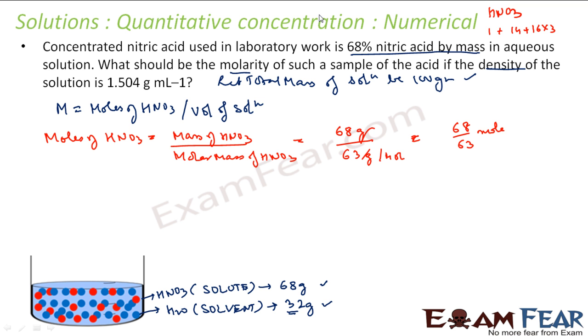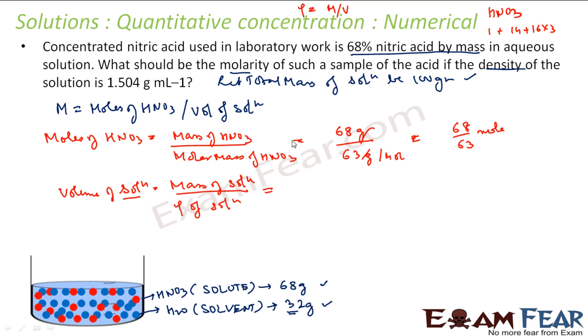The next is volume. Volume of solution I have to find. Density is equal to mass by volume. So volume of solution is nothing but mass of solution by density of solution. Please use these terms here, else you will get confused. If you just say volume, then the moment you write mass, you will get confused. I have to take the mass of solute, solvent, or solution. So better to say volume of solution is nothing but mass of solution by density of solution.